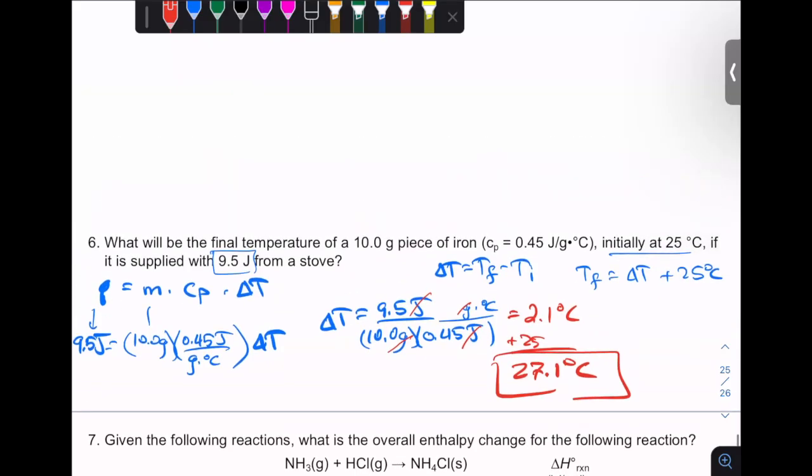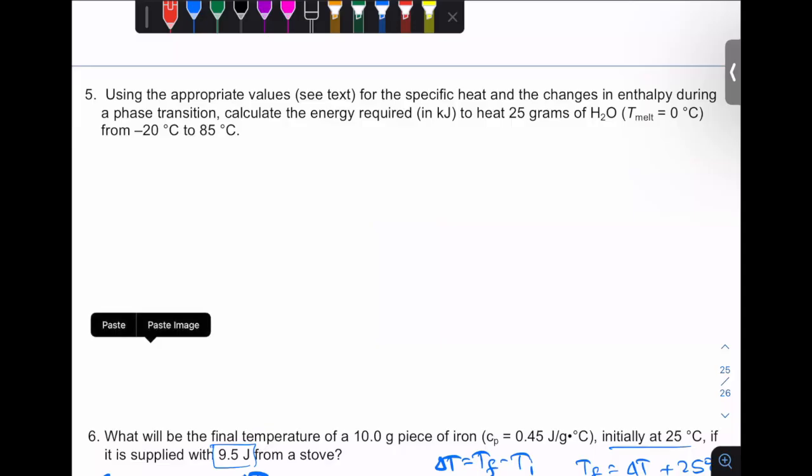Let's see. What kind of question is this? Number 5. We can do this one. In general, what are we doing? Heating curves, right? We're going from minus 20 degrees Celsius to 85 degrees Celsius. For these, I always recommend drawing yourself a little graph so you can keep track of what you're doing. We're going to start at minus 20 degrees, and this is H2O.